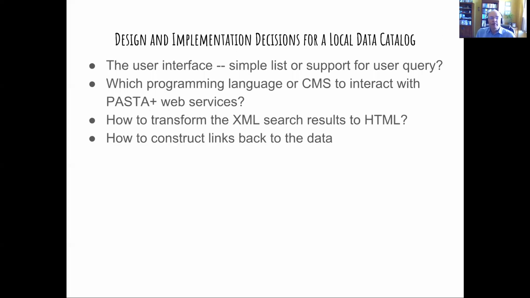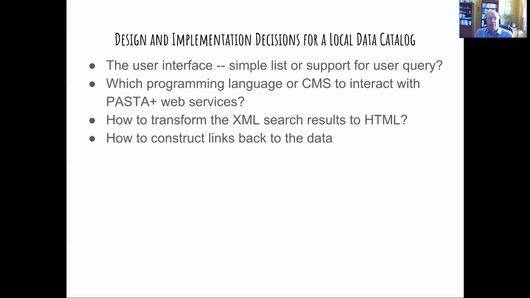As alluded to above, there's tremendous flexibility in how you want to use the Pasta Plus Search API to best advantage. But this also means that there are a number of different design and implementation decisions you'll need to make. There's really no single best choice for any of these. It depends on what technologies are already being used at your site, what you and your coworkers are most adept with, and how much time and effort you have to invest in building and maintaining the data catalog.